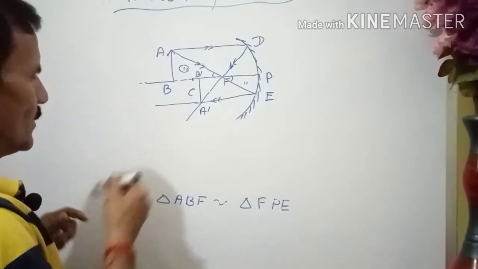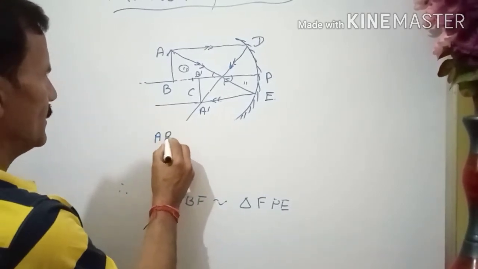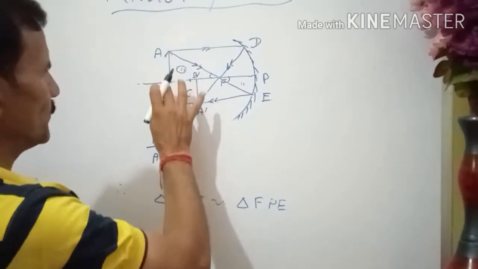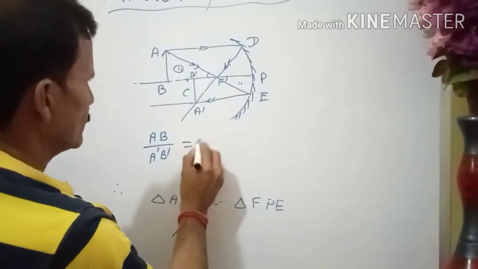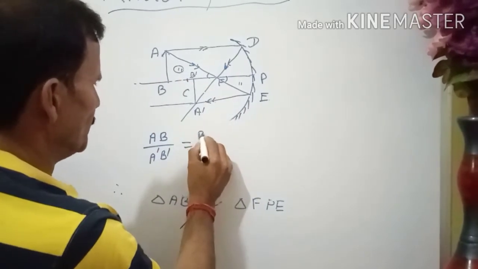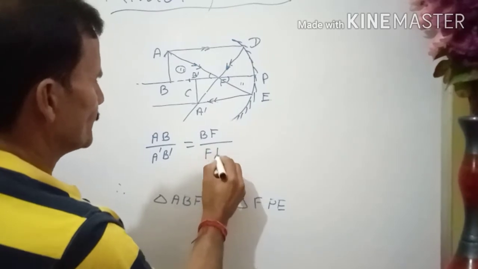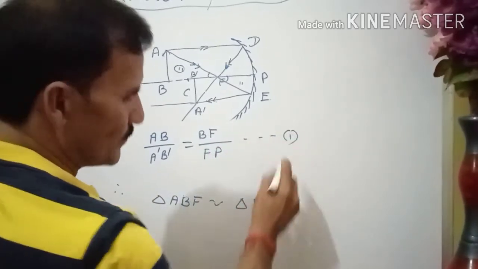The ratio of the corresponding sides, that is AB upon A dash B dash. You are taking perpendicular, and here take the base first, BF upon FP. So this is relation number 1.